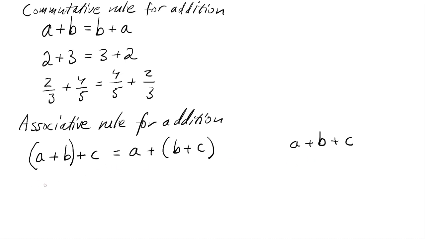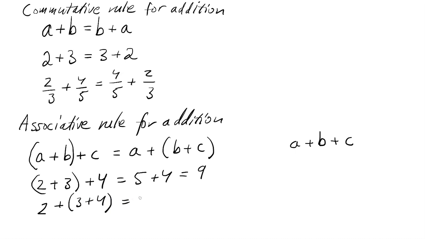here. So for example, if I have 2 plus 3 plus 4, what is that? Then I should add these two first. That's 5 plus 4, that's 9. But if I instead add the two last numbers first, that's 2 plus 7, that's also 9. So it doesn't matter if I do it in this way or the other way. So that's the associative rule for addition.